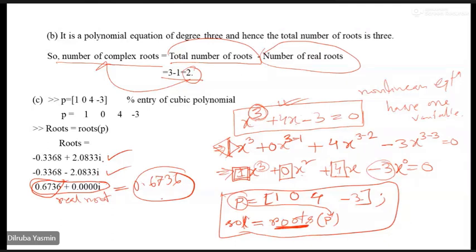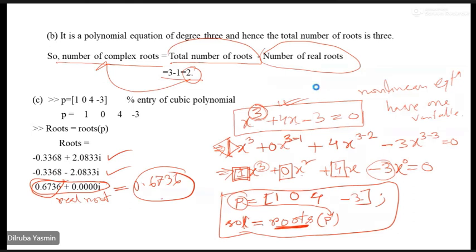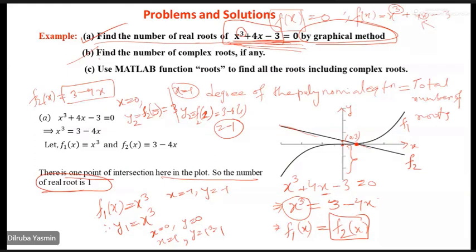So I think you will be able to predict the number of real roots and the number of complex roots if I give you a nonlinear equation in one variable. So here is the exercise problem where you have to find the number of real roots of each equation in the given interval. So suppose for this question, I mention the interval like this, 0, then 3.